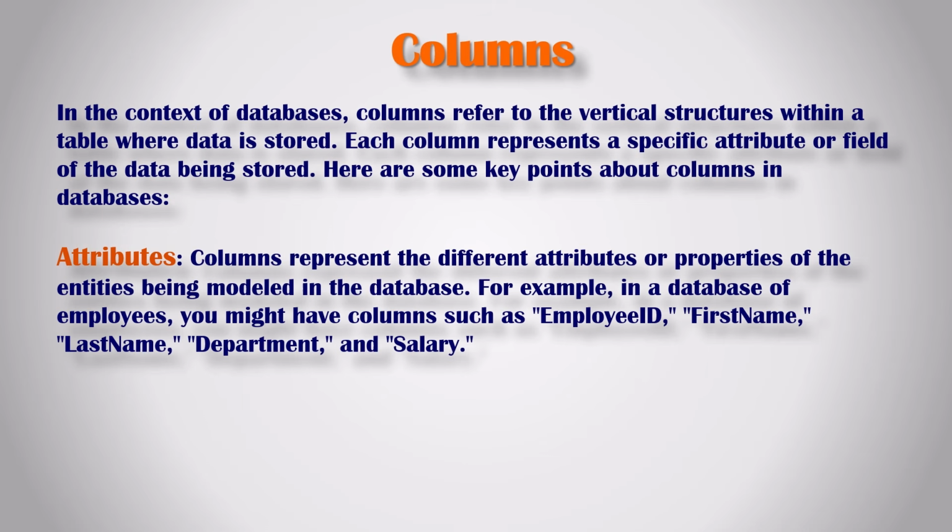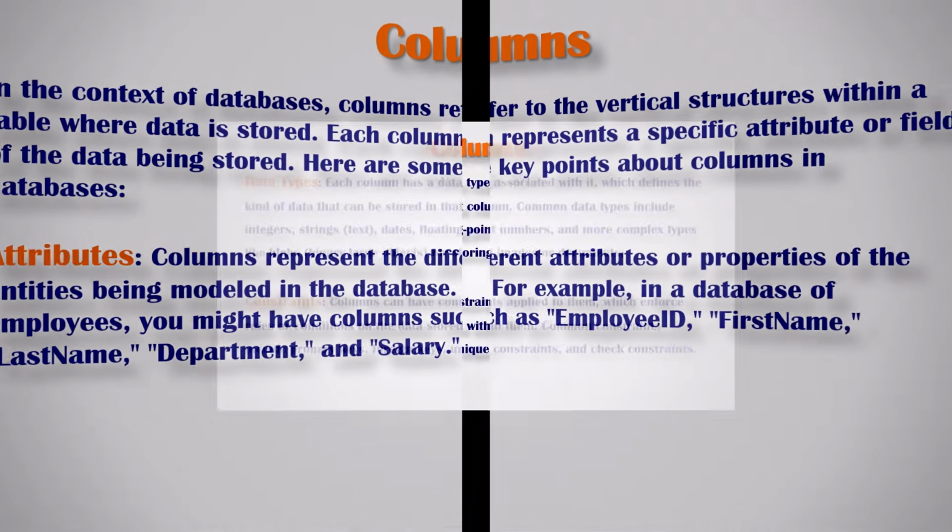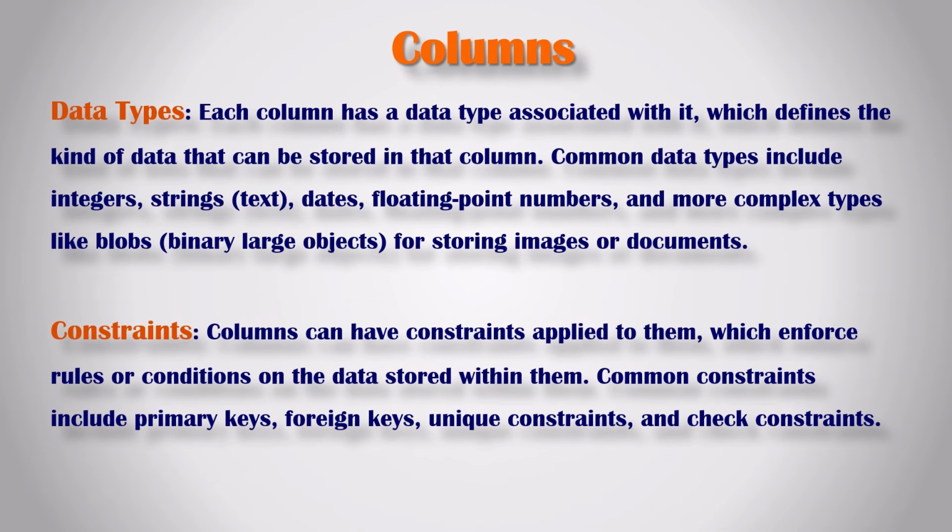For example, in a database of employees, you might have columns such as employee ID, first name, last name, department, and salary. Data types. Each column has a data type associated with it, which defines the kind of data that can be stored in that column. Common data types include integers, strings, text, dates, floating point numbers, and more complex types like blobs, binary large objects, for storing images or documents.